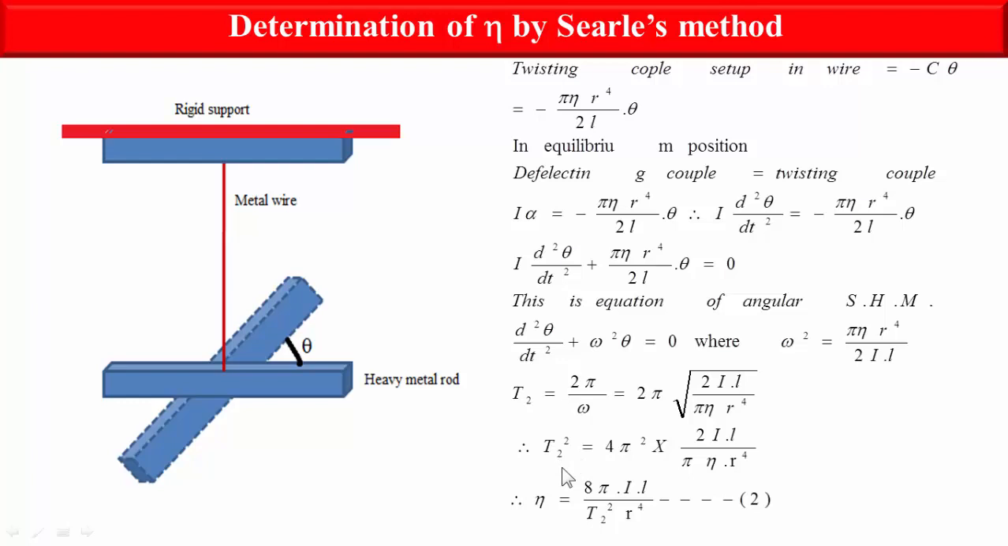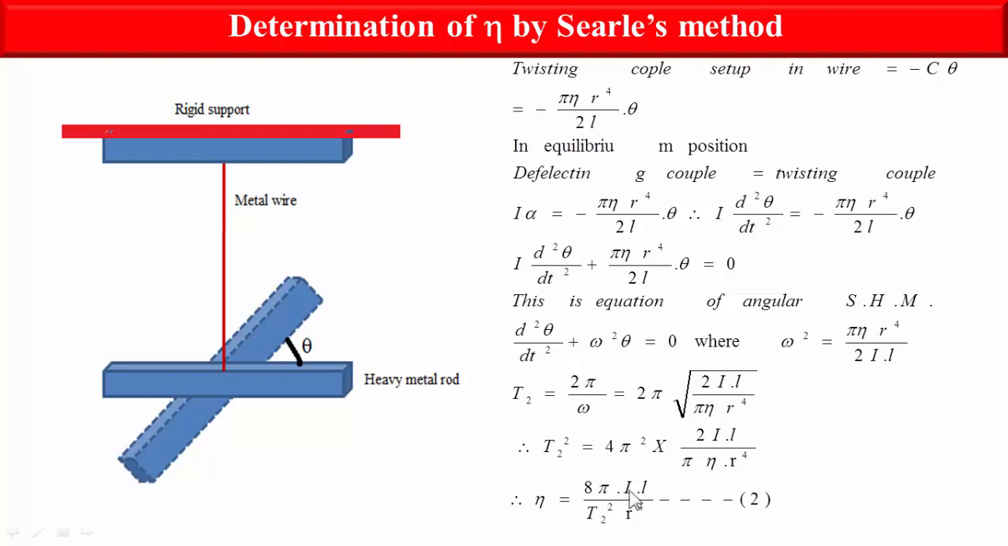Or squaring both the sides, we write T2 square is equal to 4 pi square into 2IL upon pi eta r raised to 4. Or eta is equal to 8 pi IL upon T2 square r raised to 4. So this is the expression for the modulus of rigidity of the material of the wire. By using this relation, one can determine the modulus of rigidity eta.